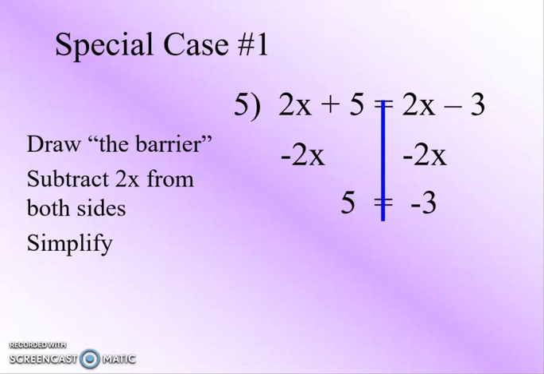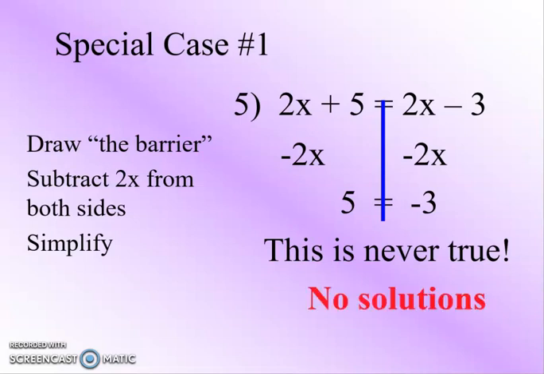There's no more variable term. And look at that statement. It says 5 equals negative 3. That's never true, right? So this is actually what we call an inconsistent equation. There is no solution to it. And don't worry, you won't get this on a test, but just to say, if you make a mistake and you wind up with an inconsistent answer, something that's not true, realize you probably made a mistake.